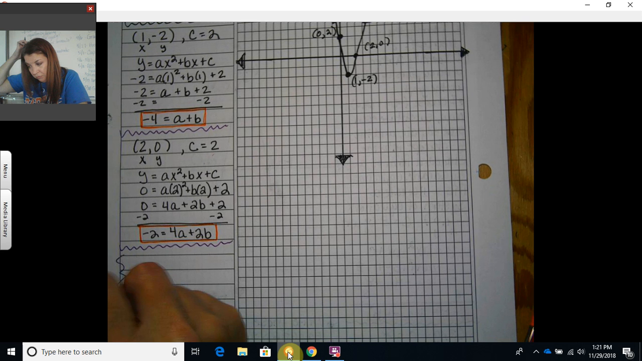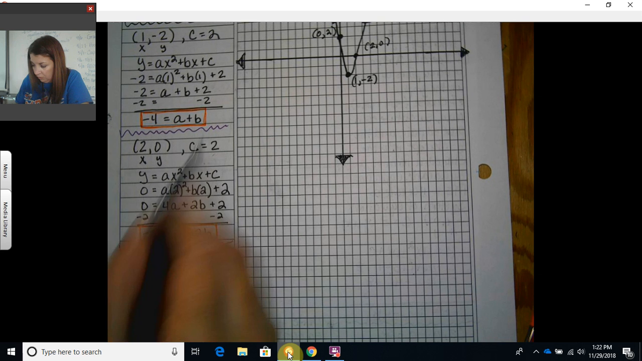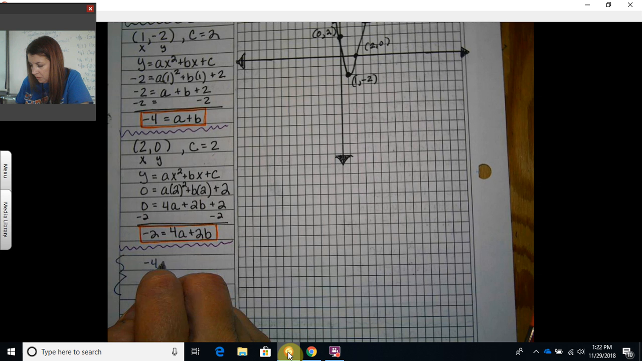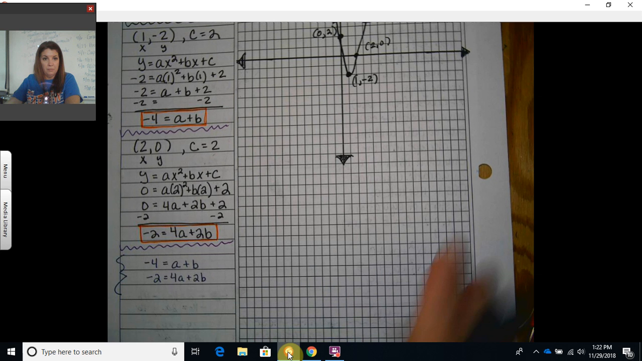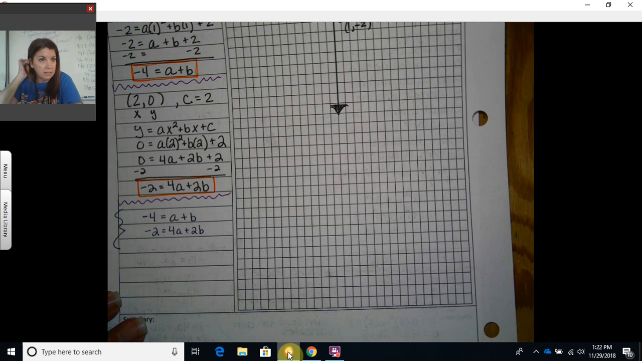So I'll bring these two equations. Negative 4 equals a plus b, and negative 2 equals 4a plus 2b. And I'll solve for a and b. Do either of my variables eliminate automatically? No. What do y'all think is going to be the easiest one to eliminate?